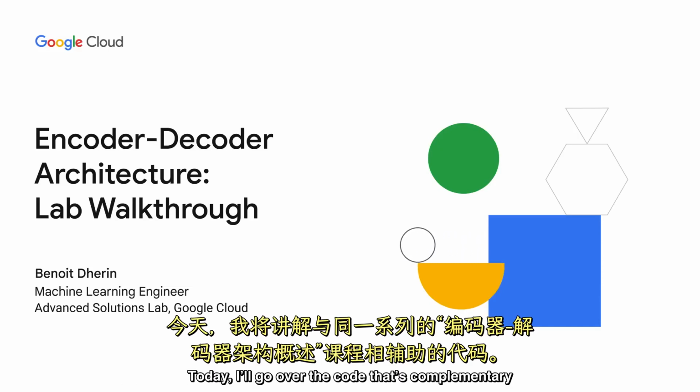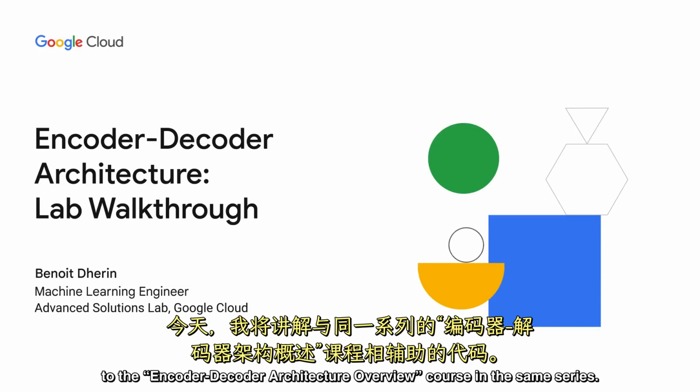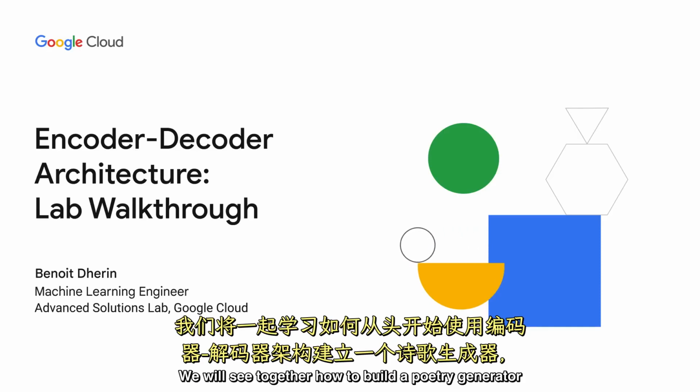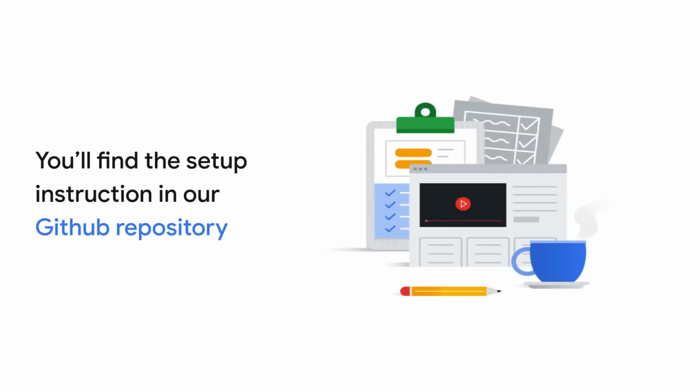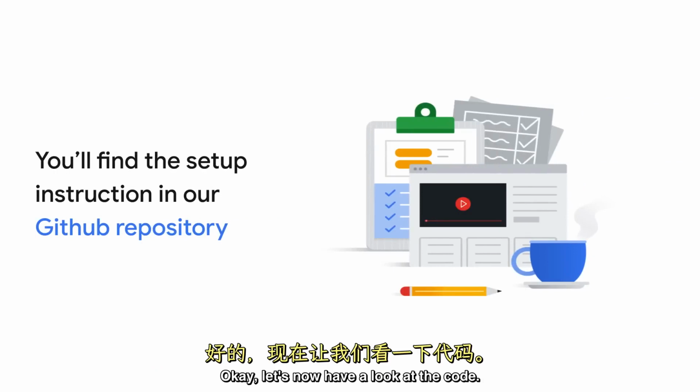Today I'll go over the code that's complementary to the encoder-decoder architecture overview course in the same series. We will see together how to build a poetry generator from scratch using the encoder-decoder architecture. You'll find the setup instructions in our GitHub repository. Okay, let's now have a look at the code.